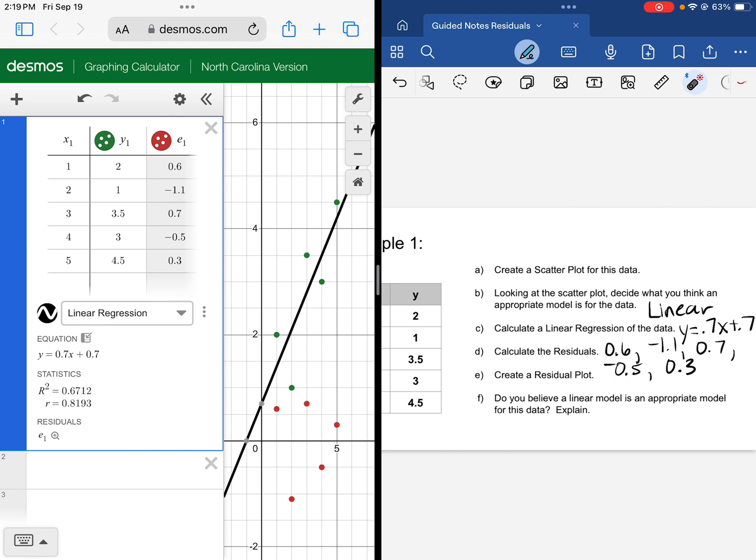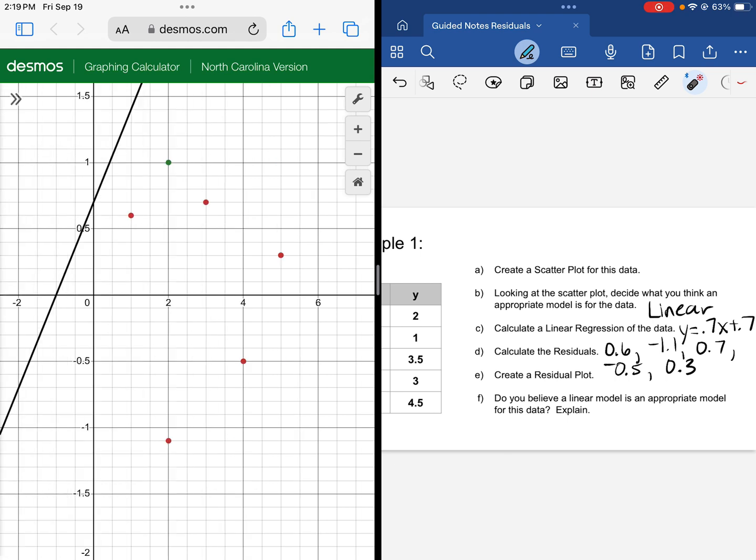If I want to see the actual residual plot, right down there next to the E1 that you see under the word residuals, you see that little magnifying glass. If I click on it, I can see just that residual plot, those red points. And if we look at it, to answer that last question, it says, do you believe that a linear model is appropriate for this data, and explain. We want to know, do those points look like they are randomly spaced above and below the x-axis?